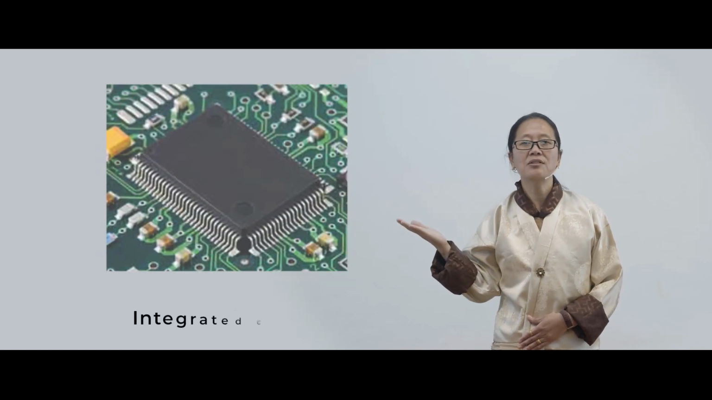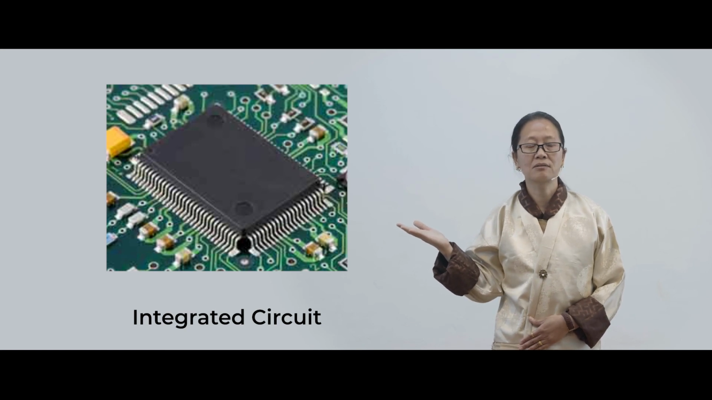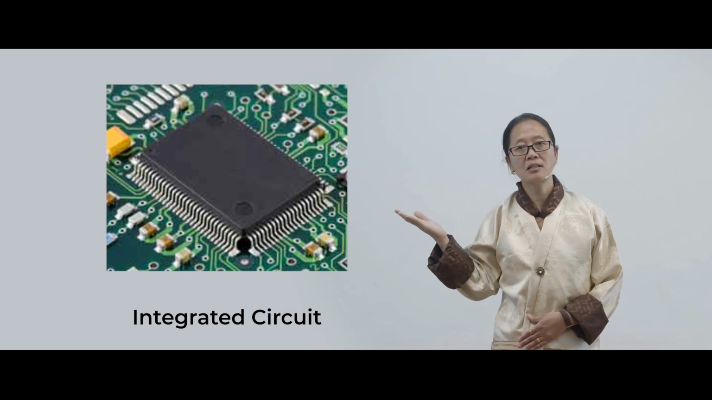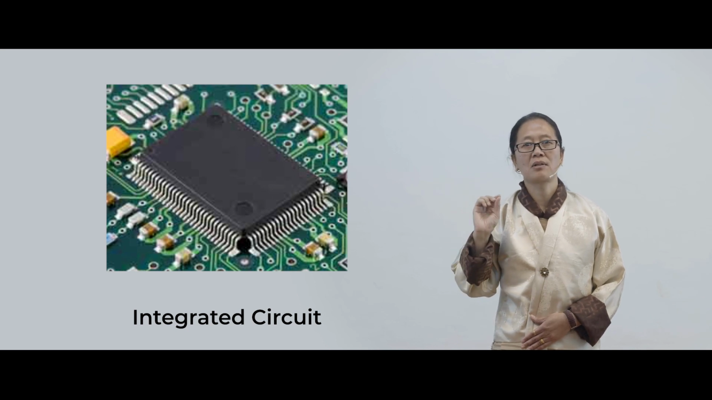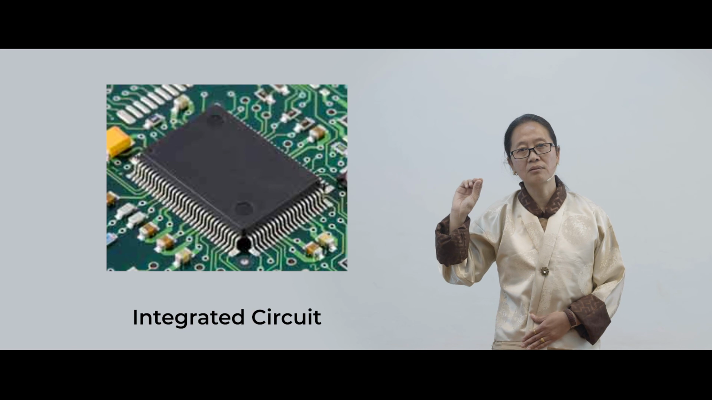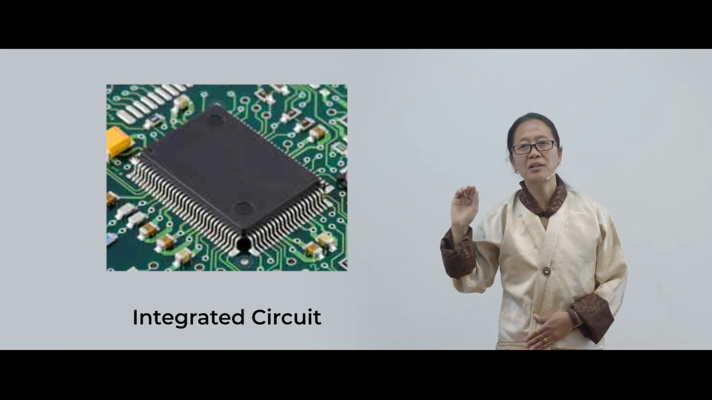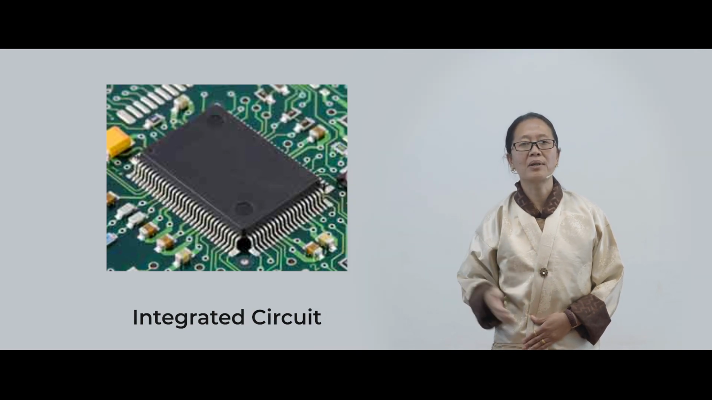Then we have the integrated circuit. In short, it's also called IC, or chip. And this integrated circuit is actually made up of so many transistors, diodes, and many other components, all fabricated on a very tiny chip. So all these are made up of semiconductor material. So these are some examples.